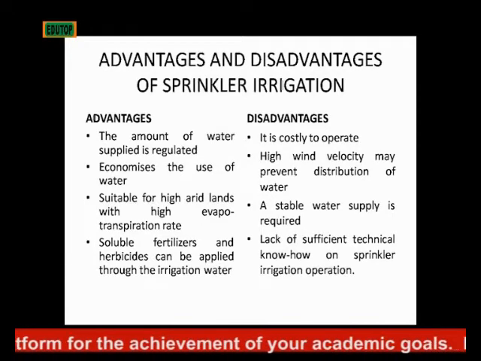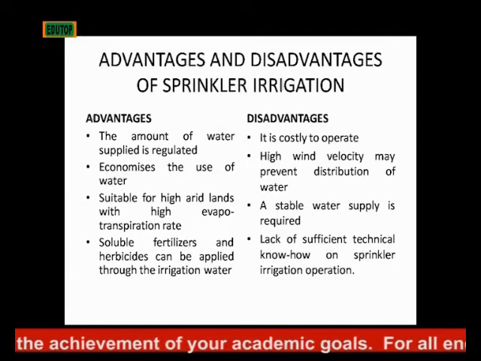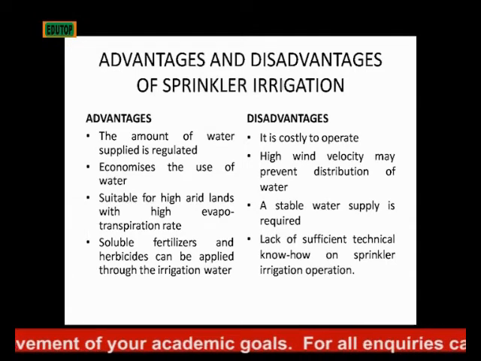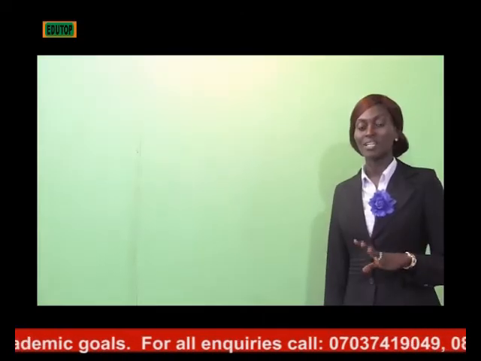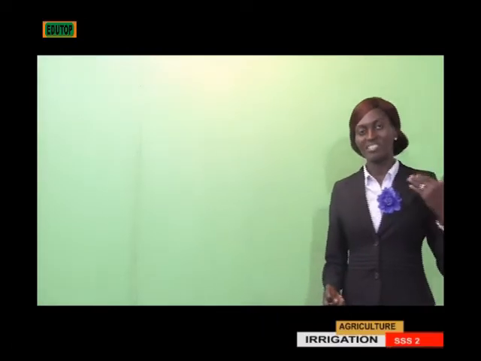Then there may be a lack of sufficient technical know-how on the sprinkler irrigation operation, so you need technical know-how. You need to really know how to go about it. So there is need for an expert, or you yourself being trained for that kind of operation.